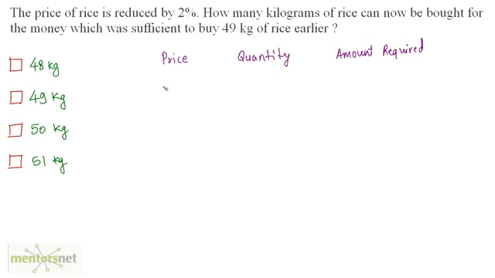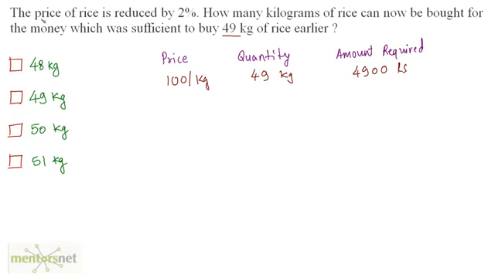Let us assume that earlier the price of rice was 100 rupees per kg and the quantity that was bought was 49 kilograms. Now the amount required, if the price is 100 rupees per kg and the quantity is 49 kg, will be 100 times 49. So 4900 rupees was required to buy 49 kgs of rice if the price was 100 rupees.